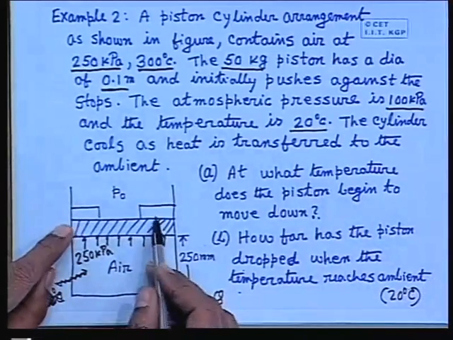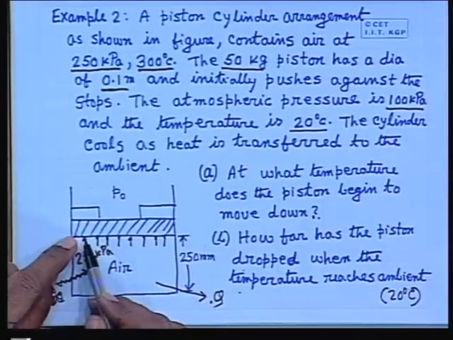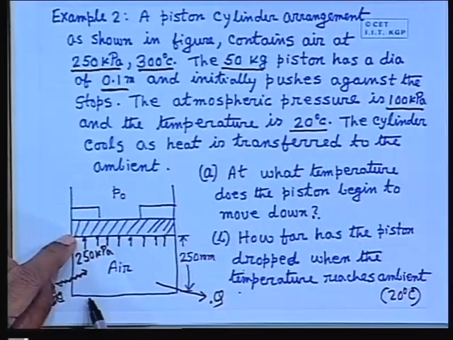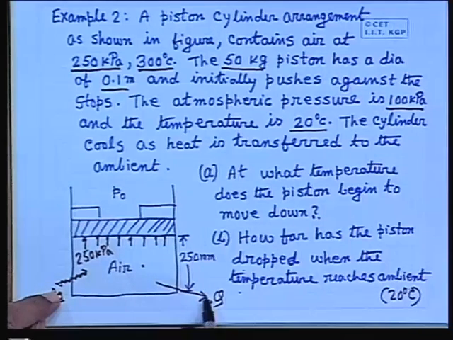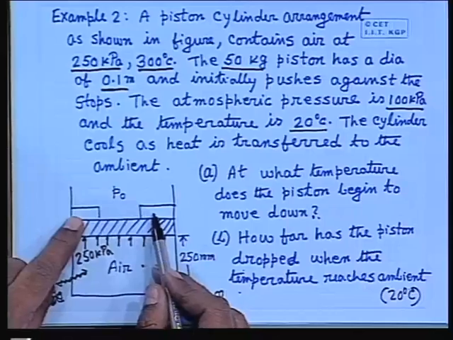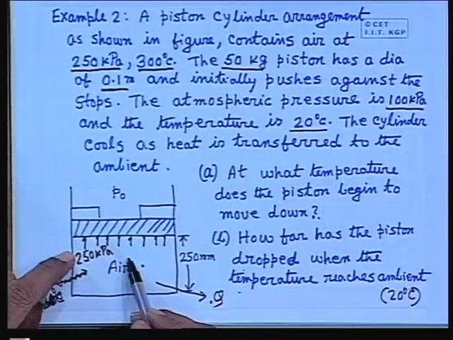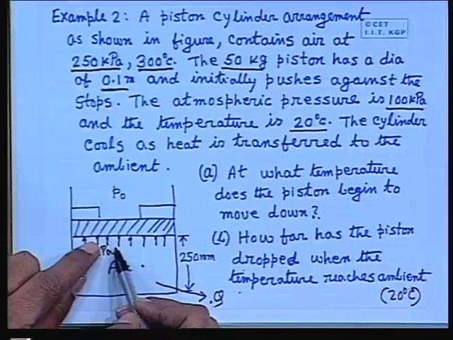Now the piston is fixed to this. When we cool it, what will happen? This will be cooling at a constant volume, so pressure will be reduced. When you take the heat from this at a constant volume, both pressure and temperature will be reduced, but the volume will remain the same because the piston is fixed to this. When the pressure reaches a certain value, the piston will try to descend downward.